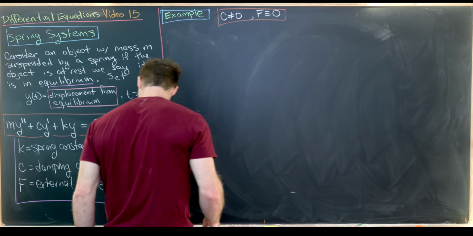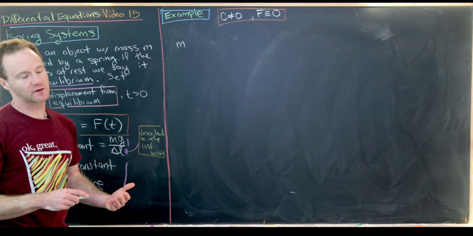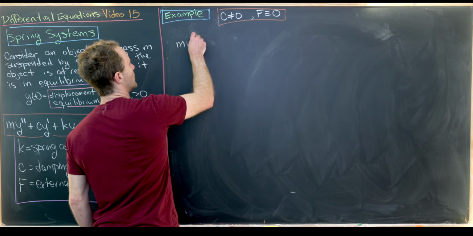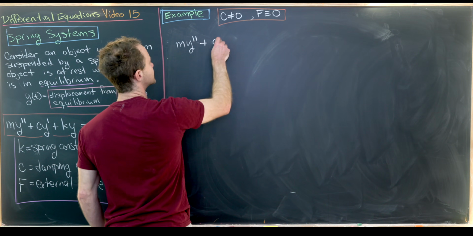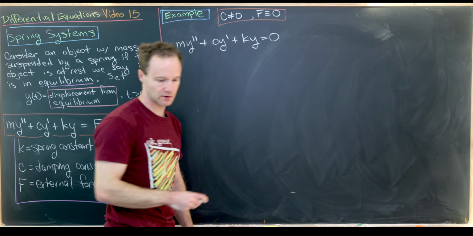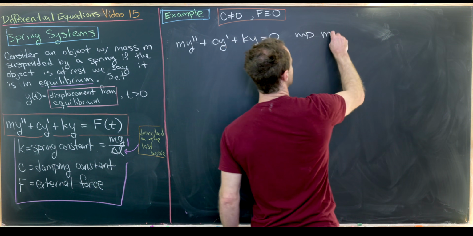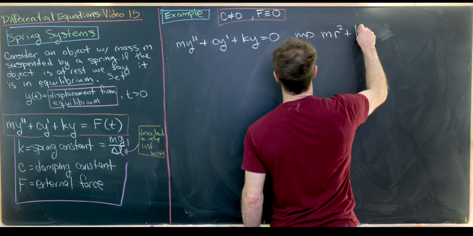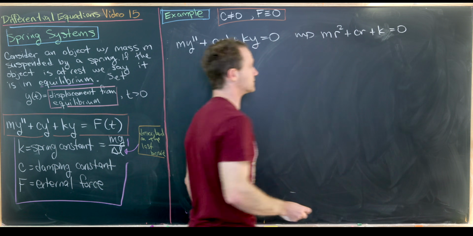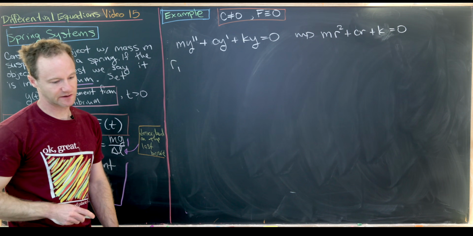Okay, so let's notice that in this case we have the following second order linear differential equation with constant coefficients that is a homogeneous equation. So we've got m y double prime plus c y prime plus k y equals 0. And this has a corresponding polynomial equation, m r squared plus c r plus k equals 0. And we can calculate the roots of this with the quadratic formula.